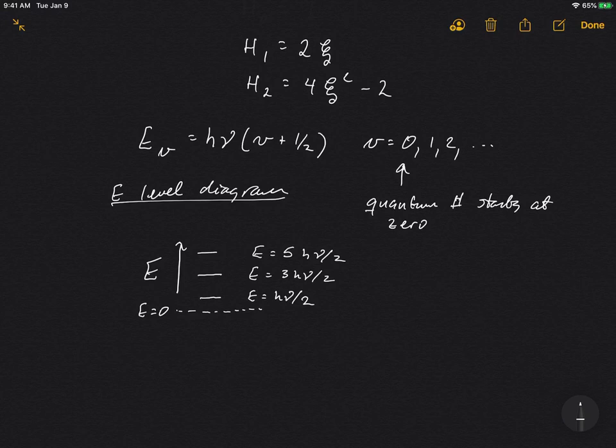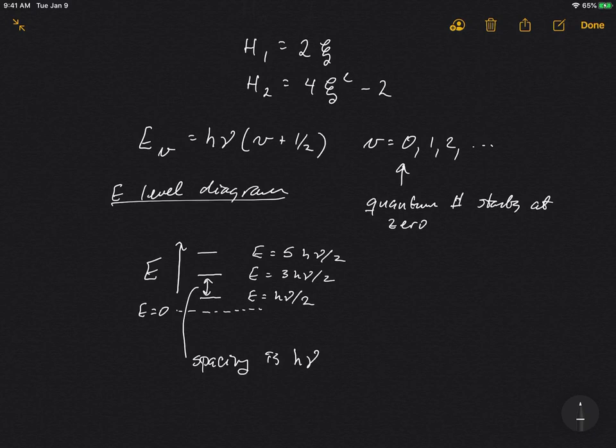Anyway, so the spacing between energy levels is going to be, as you can see, between h nu over 2 and 3 halves h nu. That spacing is h nu, the spacing between any two adjacent levels.